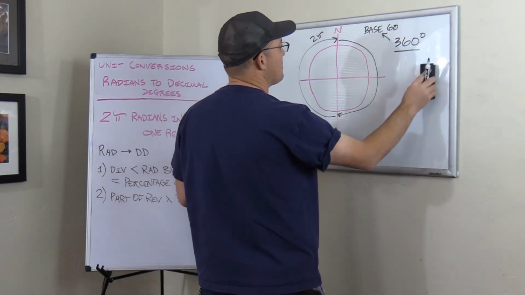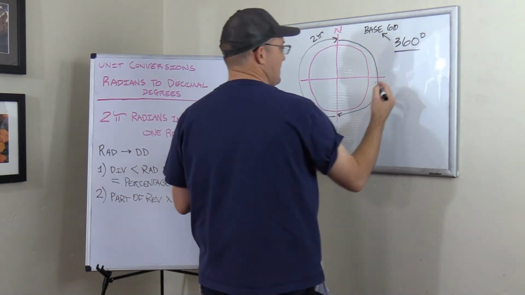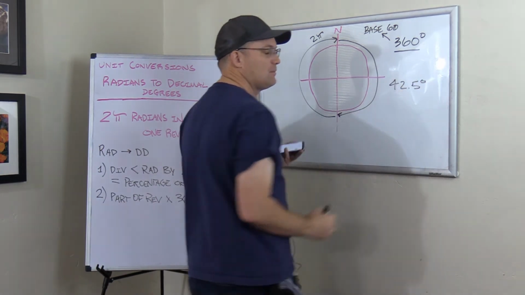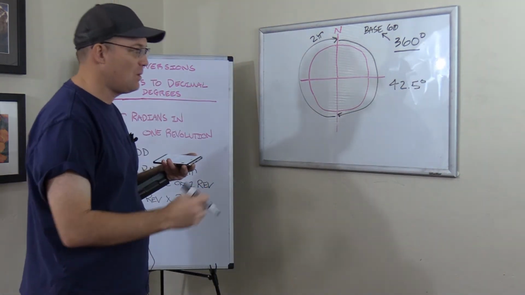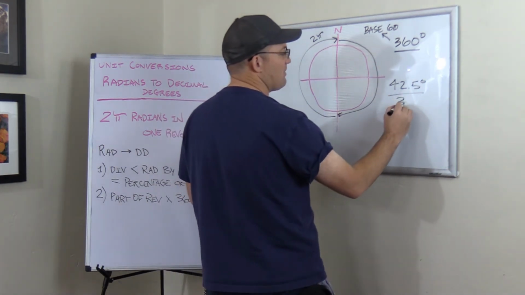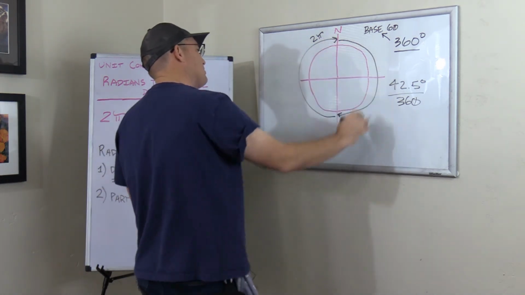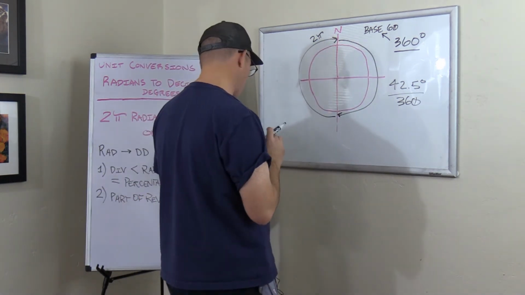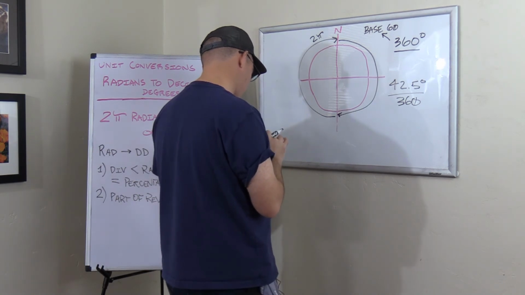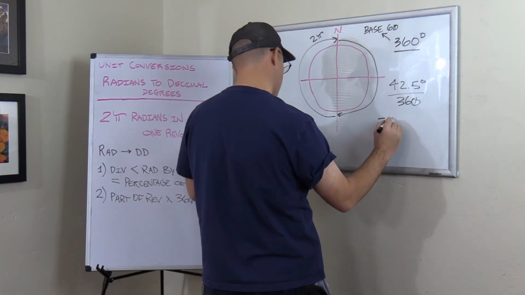So to go back the other direction, you're going to take your value. So let's just say we've got 42.5 degrees. And we want to know what is that in radians. Okay, so it's really simple. The first thing you do, take your angle in decimal degrees divided by 360 degrees. Okay, that's going to give you the percentage of the circle, the percentage of a full revolution. Okay, so we're going to go 42.5 divided by 360.